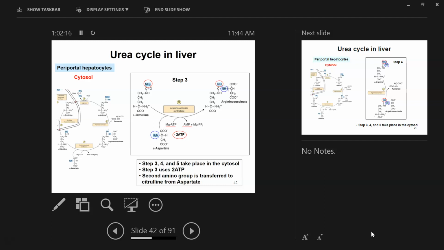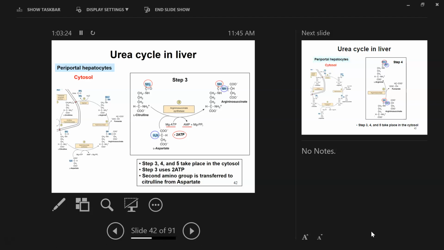Okay, now step 3, which occurs in the cytosol. Once the citrulline is synthesized in the mitochondria, it is released into the cytosol, and together with aspartate, which carries an amino group. Aspartate actually provides the second amino group to the urea molecule. So citrulline and aspartate together form argininosuccinate. Argininosuccinate has two amino groups, one from the initial reaction, from amino acid deamination, and the second amino group is from aspartate.